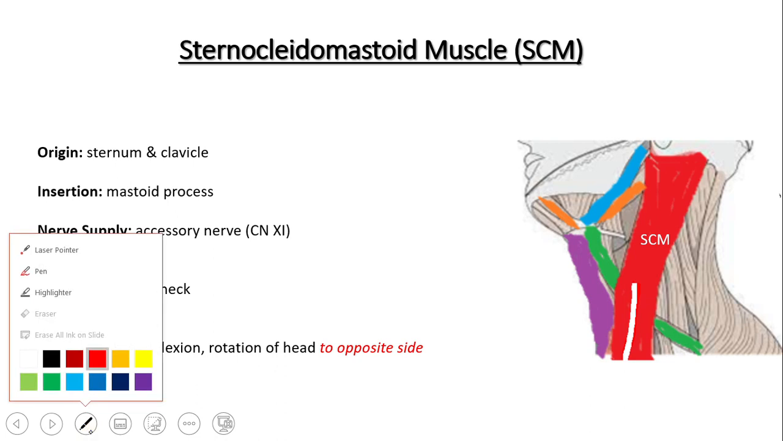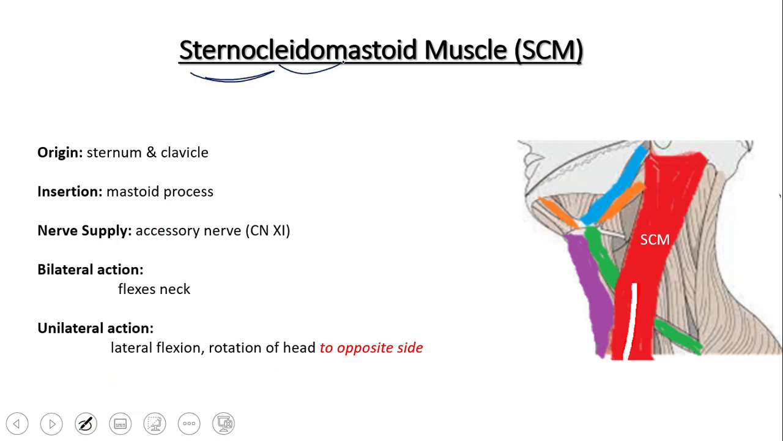sternocleidomastoid muscle. This muscle has two heads. Sternal head that originates from the sternum and clavicular head that originates from the clavicle. Both the sternal and clavicular heads join, and then the distal attachment of the muscle is to the mastoid process behind the ear. So the name of the muscle indicates its origin and insertion, sternocleidomastoid. The sternocleidomastoid muscle takes its signal from the cranial nerve number 11, which is the accessory nerve.